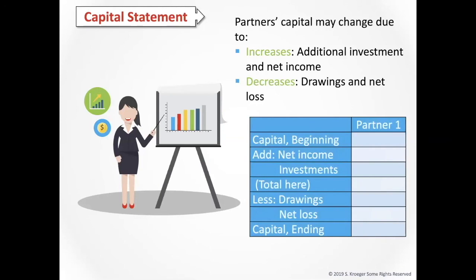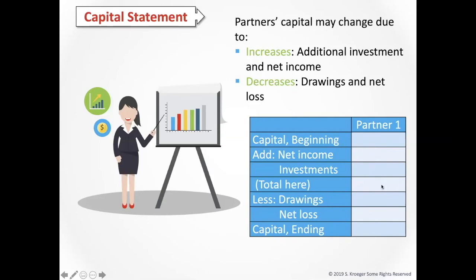This is what it looks like. I made one sample for one partner. You start with the beginning capital of the beginning of the year. Any of your additions you put in here. If there is a net income, you add that partner's share, along with any new investments the partner made, if they did make any. You're not going to be using all these lines.